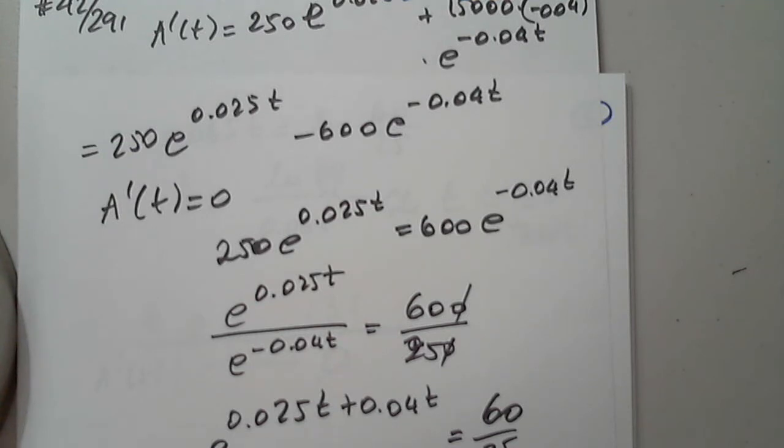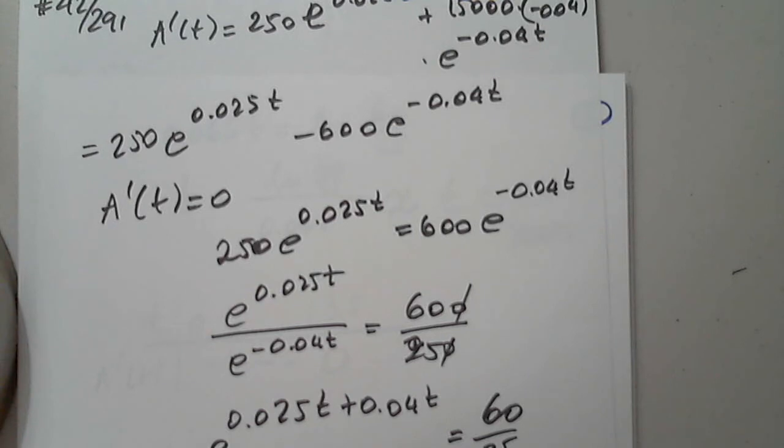So I have 250 times e to 0.025 times, I said 100, doesn't matter really, anything greater than 13. So minus 600 times e to negative 0.04 times 100.